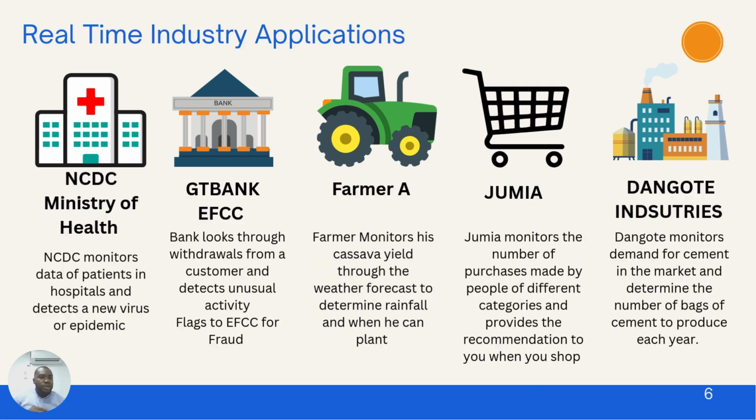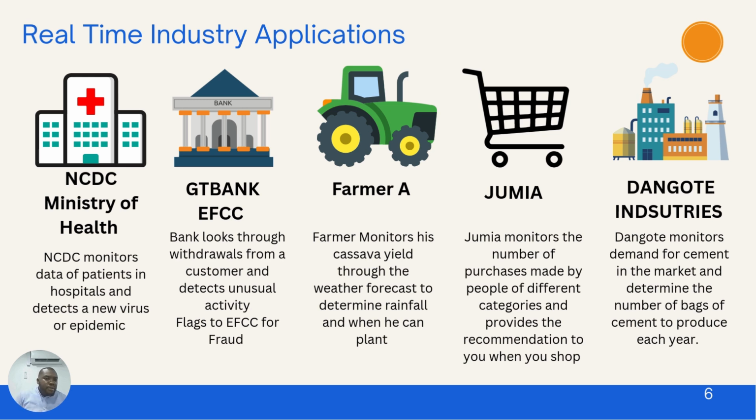So briefly, let's quickly look at some real-time industry applications when it comes to data. For example, in health, the Nigerian Center for Disease Control (NCDC) monitors data of patients in hospitals and uses it to detect a new virus or an epidemic. For example, Guaranty Trust Bank can look through withdrawals from a particular customer, detect some unusual activity, and then flag it to EFCC for fraud. So these are examples of how data is really applied in organizations or companies.